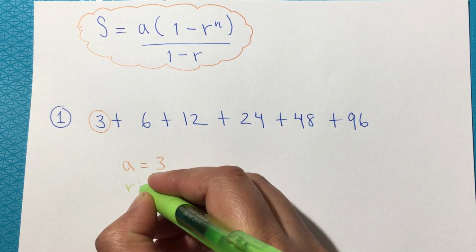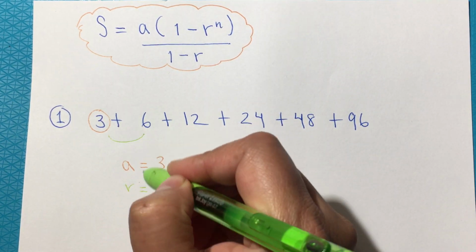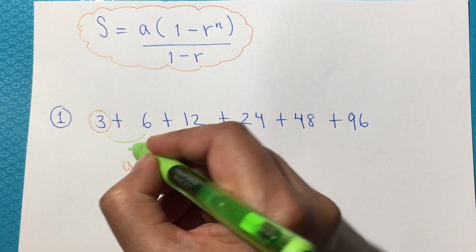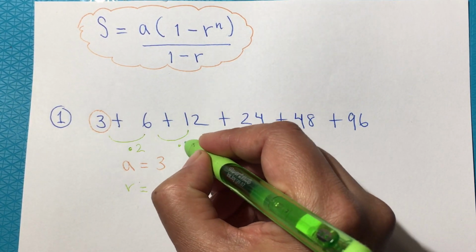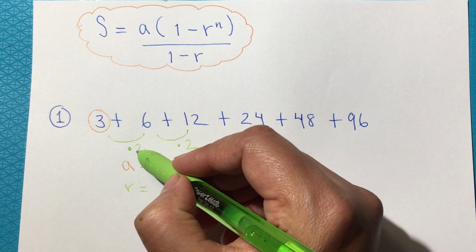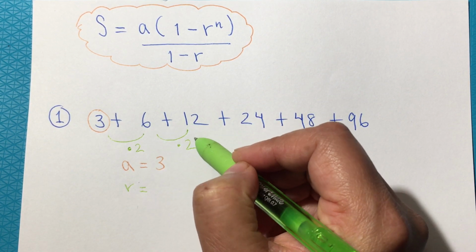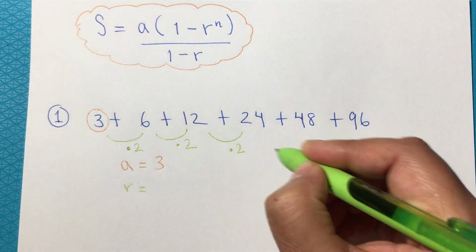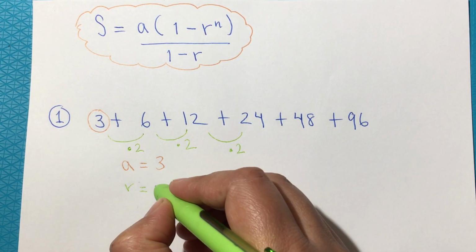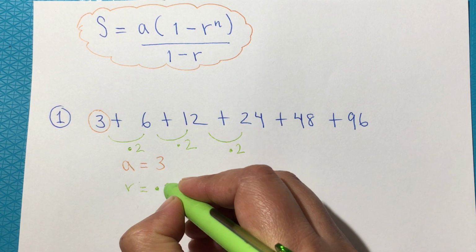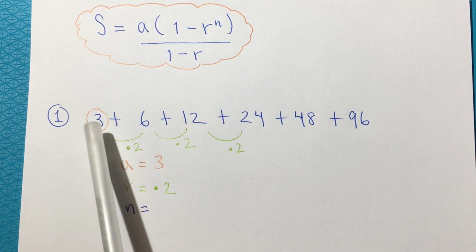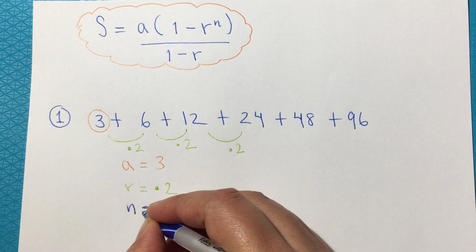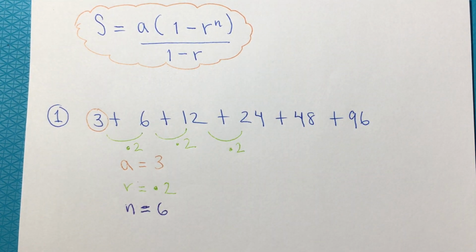What is the ratio? What is happening? Oh, you're multiplying times 2. Times 2, because 3 times 2 is 6. 6 times 2 is 12. 12 times 2 is 24, and so on. So times 2. And what is N? 1, 2, 3, 4, 5, 6. It's 6. We have 6 numbers or 6 items.